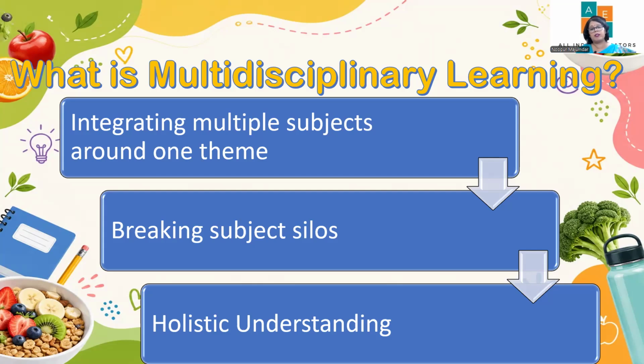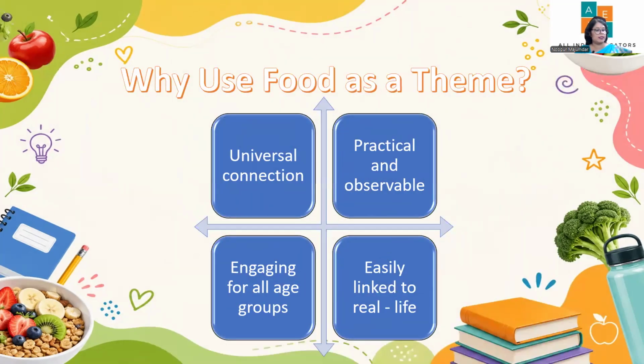Now, if you see my slide, you will see a point, breaking subject silos. What is it? It means that we cannot teach subjects separately; it connects subjects for better learning. When we connect all the subjects with each other, they are interconnected. If we have chosen one topic, whether it's food, balanced diet, or nutrition, every subject has some significance. Now, holistic understanding: overall development of the child is there in all the subjects, in all the fields. Now, moving ahead, why use food as a theme, right?